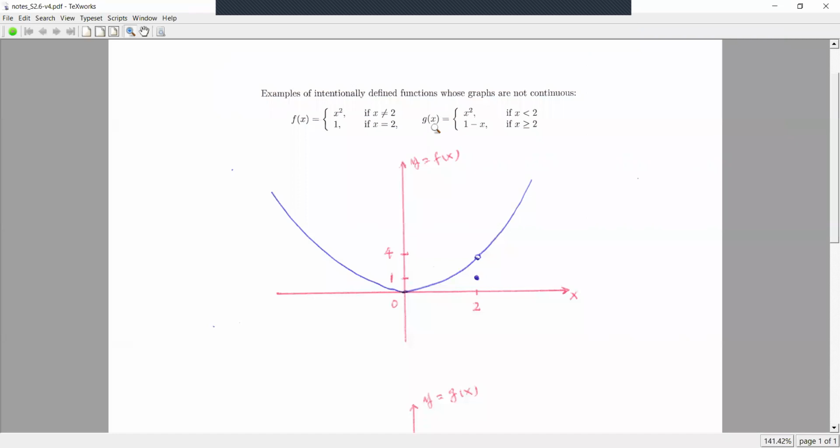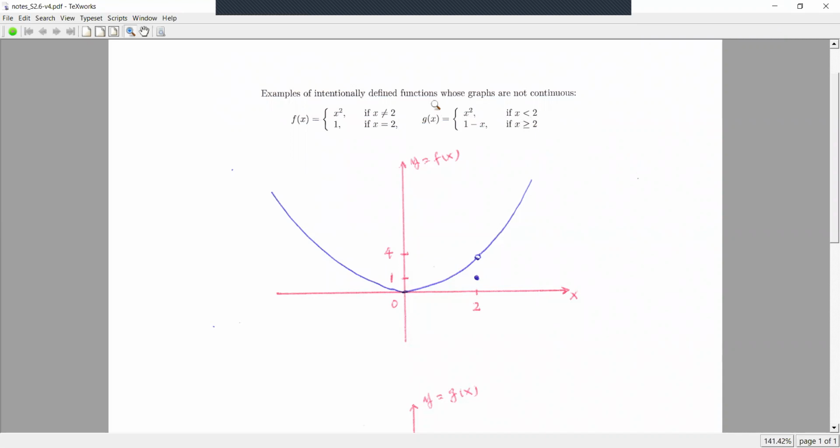Function g is also an intentionally defined function. When x is greater than or equal to 2, function value is 1 minus x. The graph of 1 minus x is a line. When x is less than 2, function value is x squared. The graph of x squared is a parabola. This function is defined at any number, so the domain of the function is from negative infinity to positive infinity.